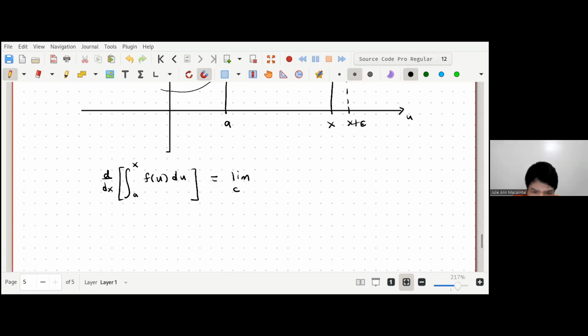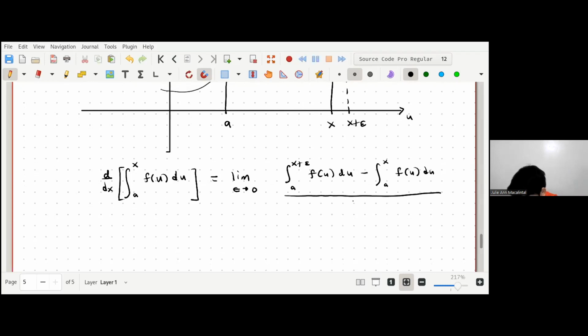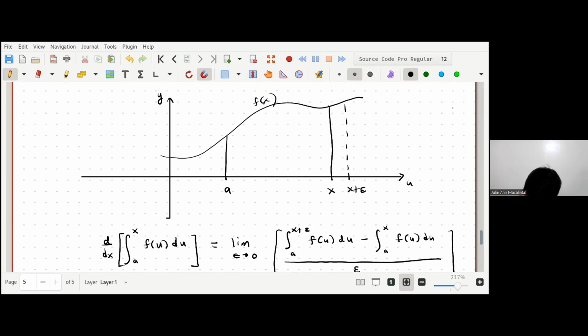So limit as epsilon goes to 0 of integral from a to x plus epsilon of f of u du minus integral from a to x of f of u du, divided by epsilon, which is x plus epsilon minus x. Ngayon, ano ba tong difference na to? This difference is this area. So let's color that area.